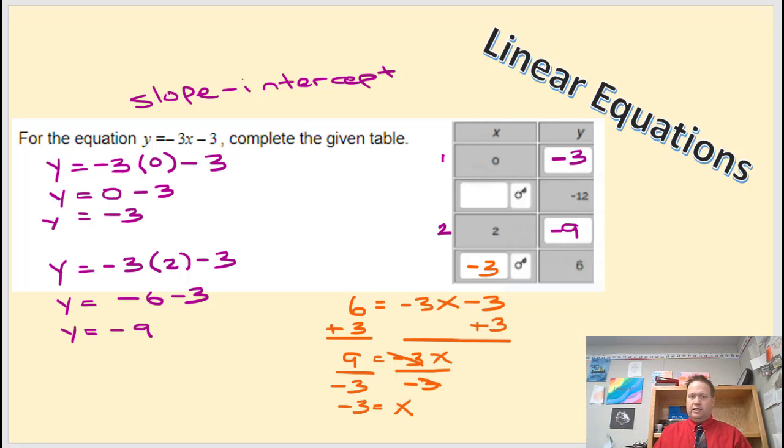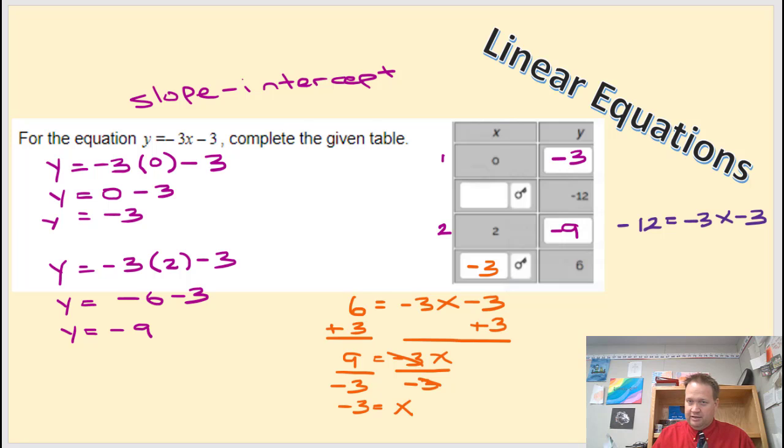And let's do the last one. Y in this case is negative 12. So I'll do it right over here. In fact, let's pick a different color that looks a little bit more special. And here, y is negative 12. So I'm going to put in negative 12 equals negative 3x minus 3. So everything else stays the same. I just had to replace y with a different number.